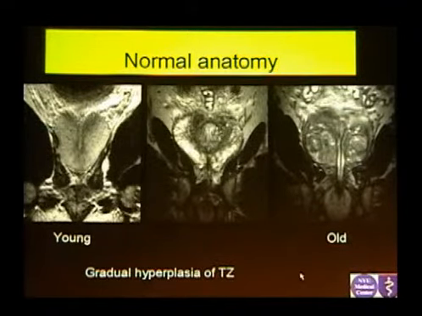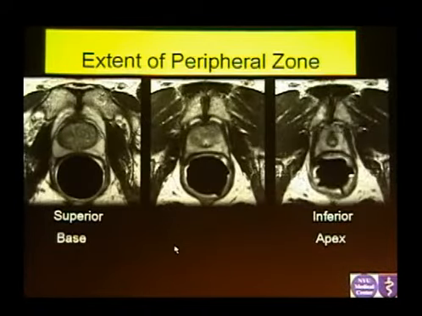So as you grow, we have gradual hyperplasia of the transitional zone of the prostate. Another important thing to know is the peripheral zone extent. This is extremely important because, as I told you before, more than 75% of cancers arise in the peripheral zone, but you need to identify the peripheral zone accurately on your images.